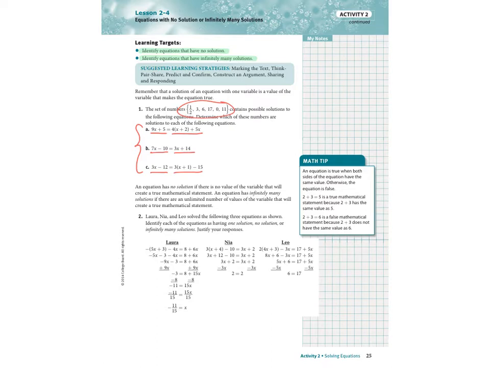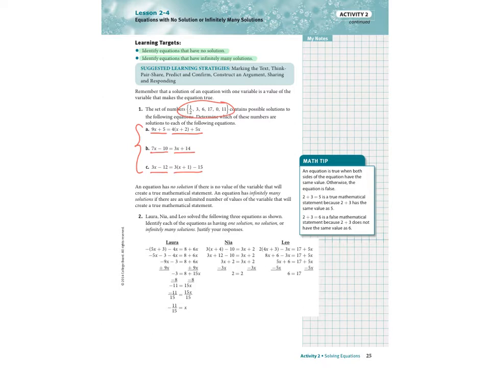But looking at this now, is it always the case where we will get x equaling some number, where we will get our variable equaling an exact solution? Well, we're going to learn that no, it's actually not always the case. So if we look to the right column where it says math tip, we're just getting reminded that an equation is true when both sides of the equation have the same value. Otherwise, the equation is false. So we're going to possibly see an equation that's false and see what that means.